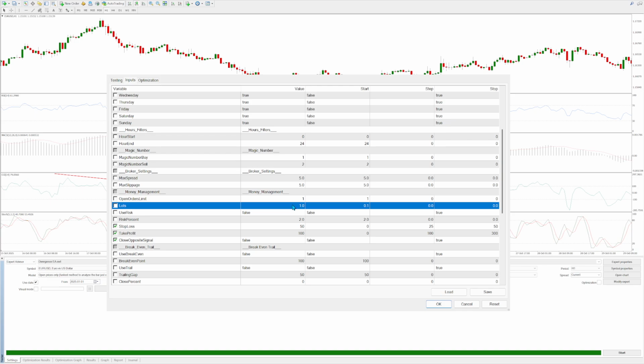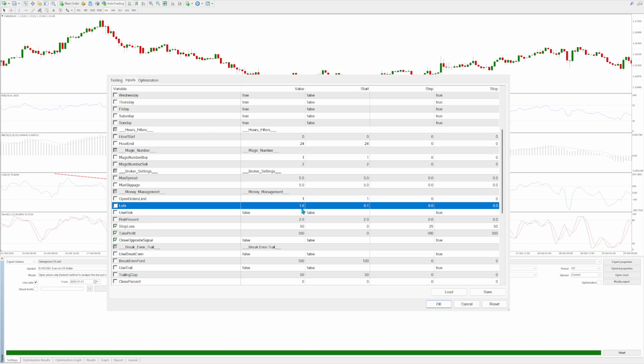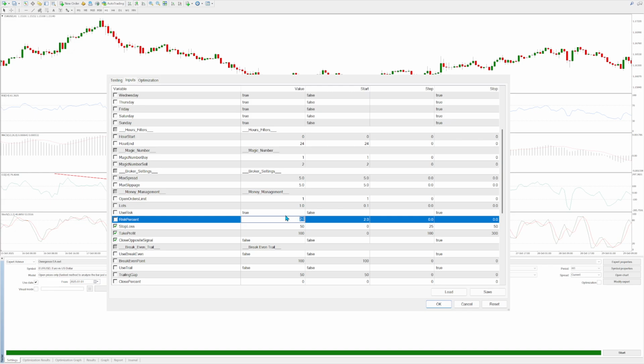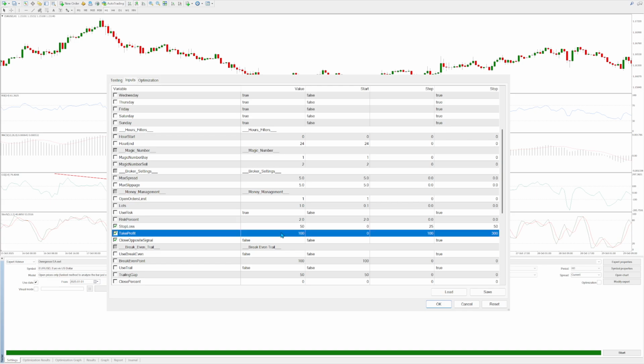Lots, this is the position size if you have used trading set to true that the EA will place. Keep in mind, if you have used risk here set to false, the EA will use the lots value set here in the lots field. If you have used risk set to true, the EA will calculate the lot size based on the risk percent that you set here in the risk percent field. Stop loss and take profit, self-explanatory.